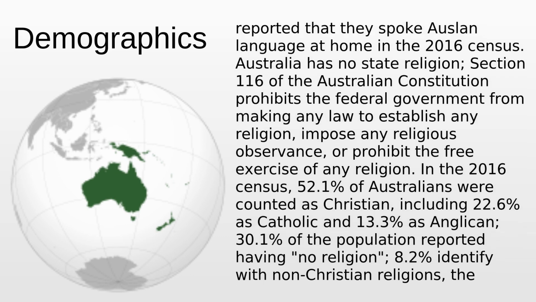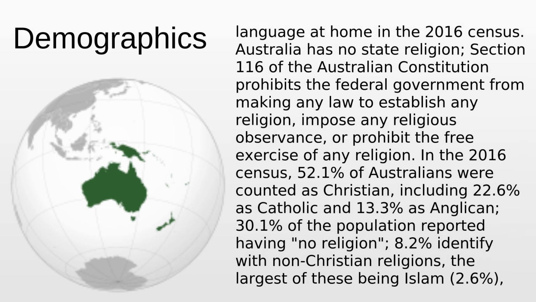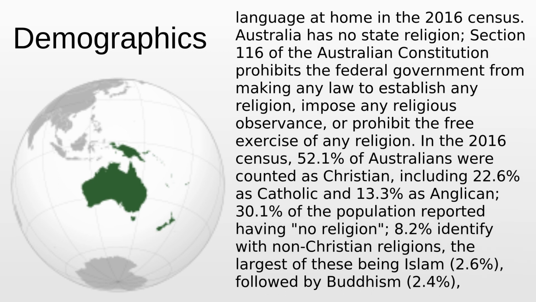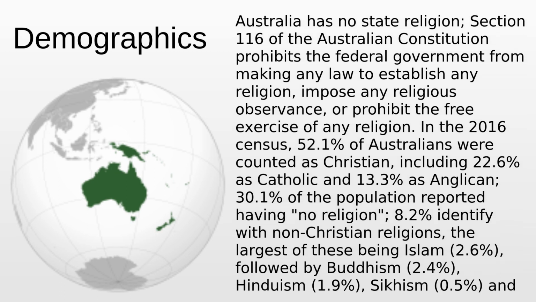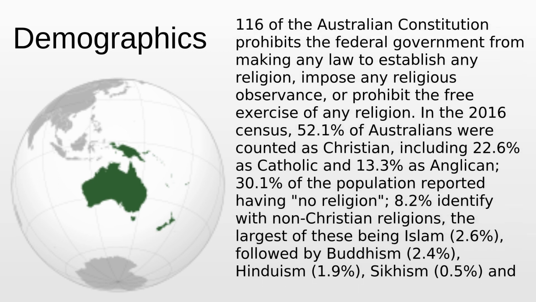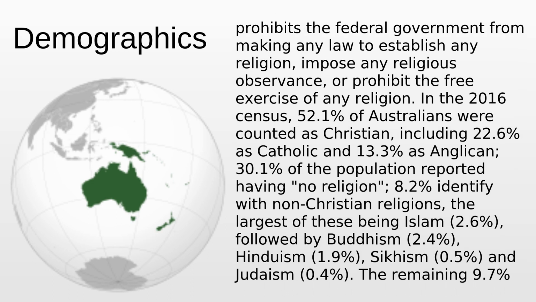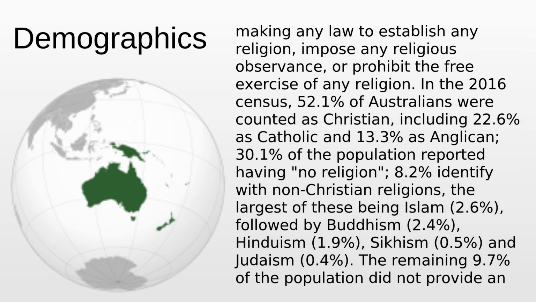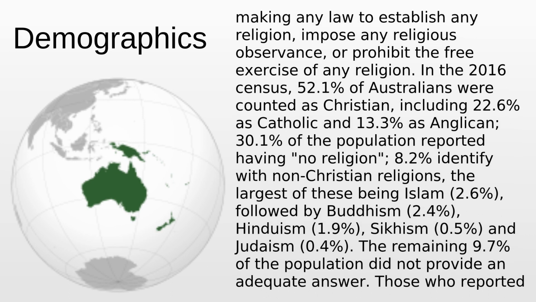Australia has no state religion. Section 116 of the Australian Constitution prohibits the federal government from making any law to establish any religion, impose any religious observance, or prohibit the free exercise of any religion.